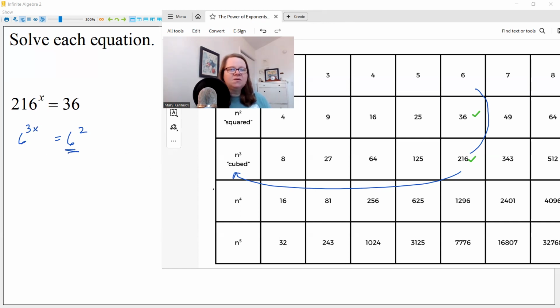So now our bases are the same. So we're just setting the exponents equal. So 3x equals 2. Divide by 3 on both sides. X is 2/3. And that's your answer.